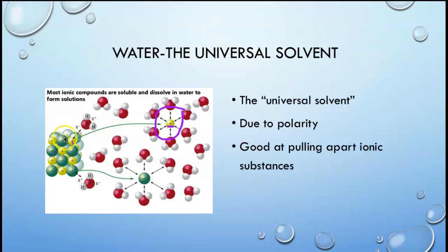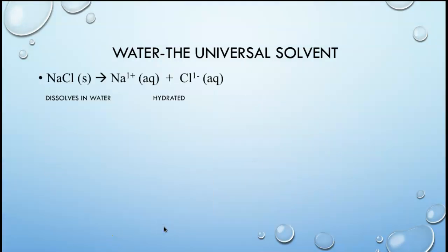Now if you look at the other one, pink. If you look at the negative chloride, the positive end of water can attract that negative chloride and pull it out of the crystal. And eventually you'll have a negative chloride ion surrounded by the positive ends of all of these water molecules. So water is really good at pulling apart ionic substances.